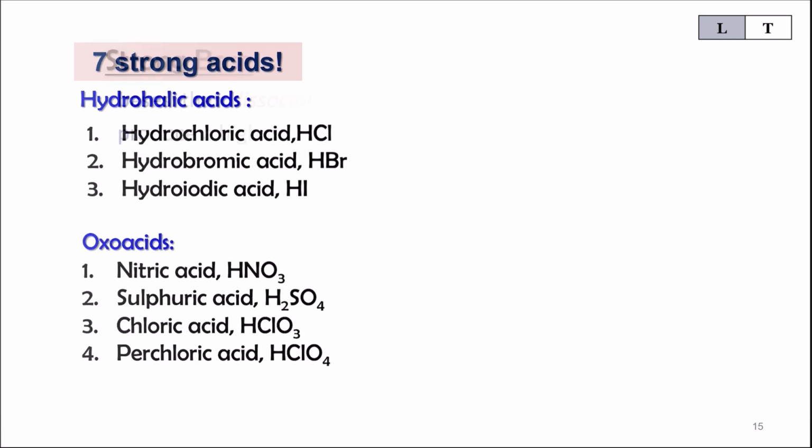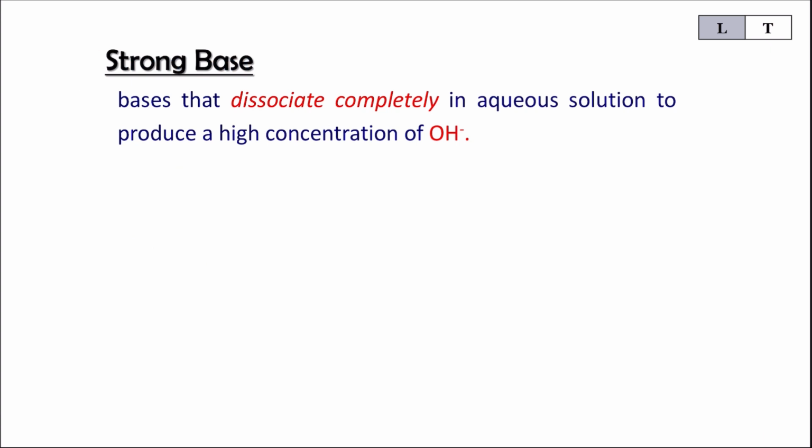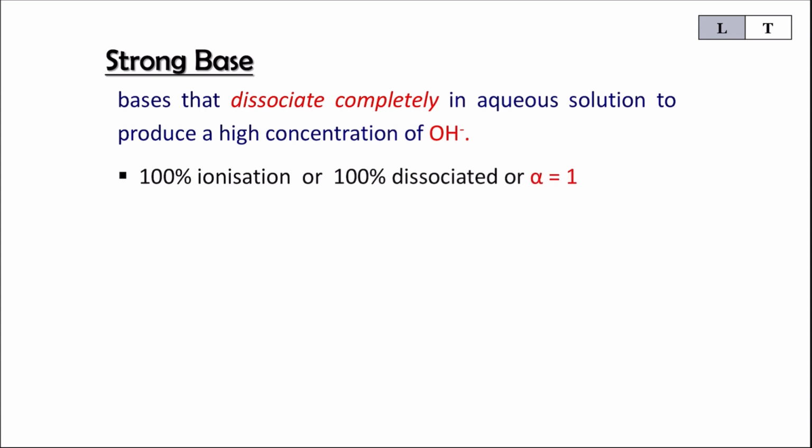Okay, next kita go to strong base. So for strong base, what is that? Strong base means that bases that dissociate completely in aqueous solution to produce a high concentration of OH-. Kalau perasan, Miss guna perkataan in aqueous solution, maknanya dia mesti dissociate dalam aqueous solution. Dia punya phase adalah AQ, aqueous. And then dissociation dia mesti 100% percentage ataupun alpha equals to 1.